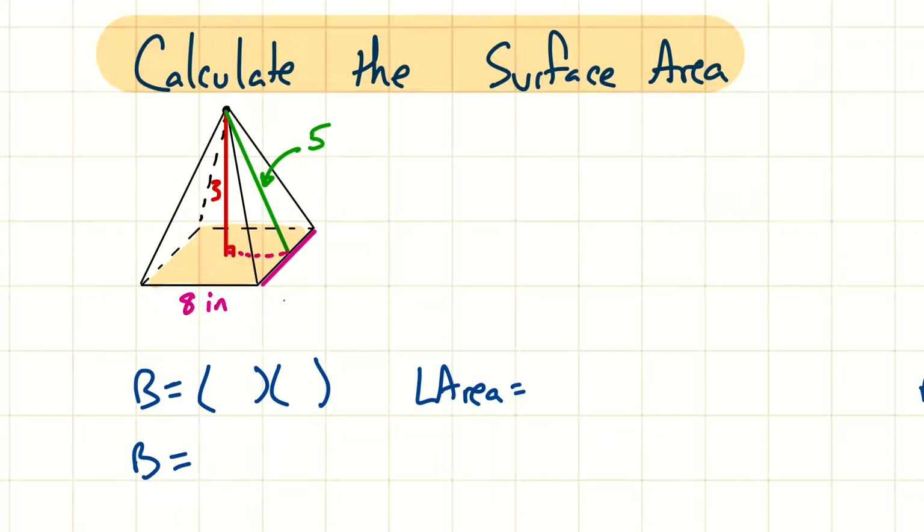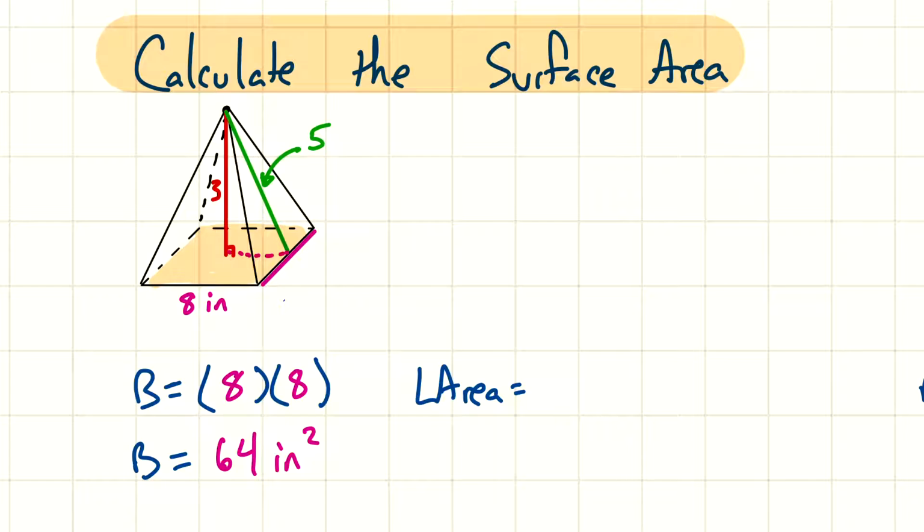Okay, so let's see if you put the right number in. We are looking to multiply 8 times 8 in this case, which is going to be 64 inches squared. All right, so there's the base area.